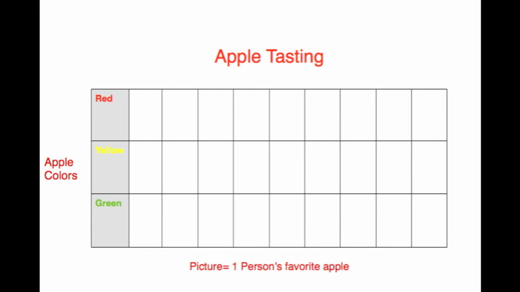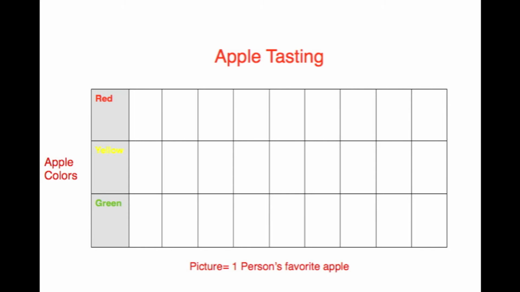On the left side of the graph, we will list 3 different colored apples that we are working with: red, yellow, and green. We will name this side of the graph Apple Colors. So the last side of the graph that we have to name is the bottom of the graph.